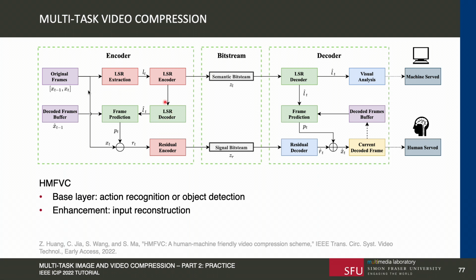Meanwhile, those features are decoded, and then together with previously decoded frames, they're used for frame prediction, and then frame residuals are also encoded here and sent as the so-called signal bitstream, or what we would call the enhancement bitstream. And at the decoder, they then support human viewing. So in the paper, the authors consider two tasks for the base layer: action recognition and object detection, and the enhancement, of course, here is input reconstruction for human viewing.